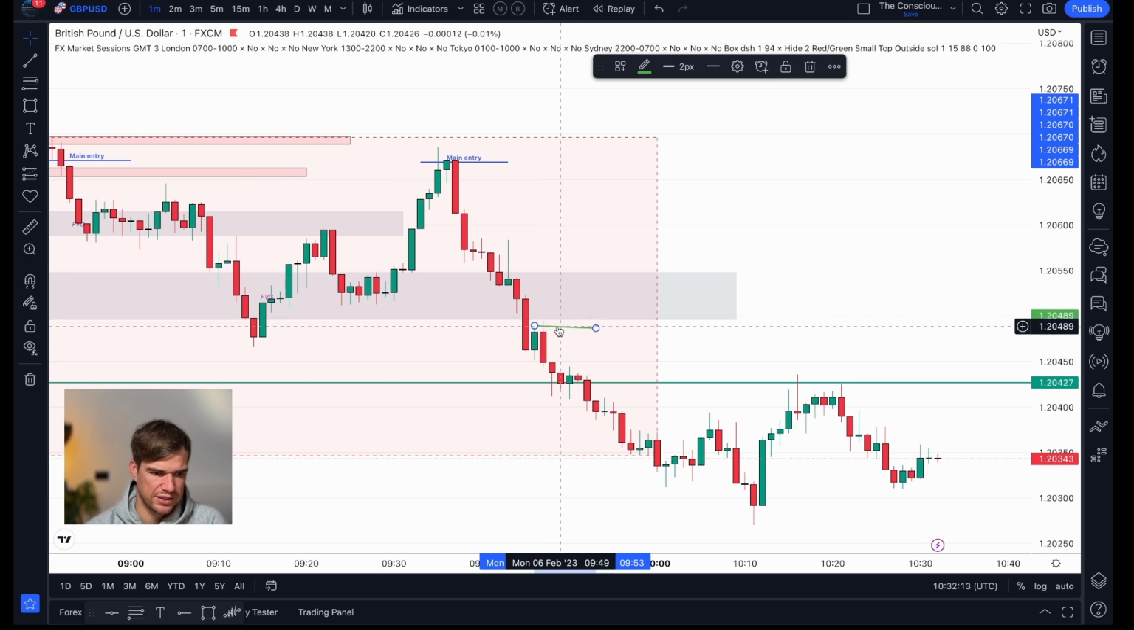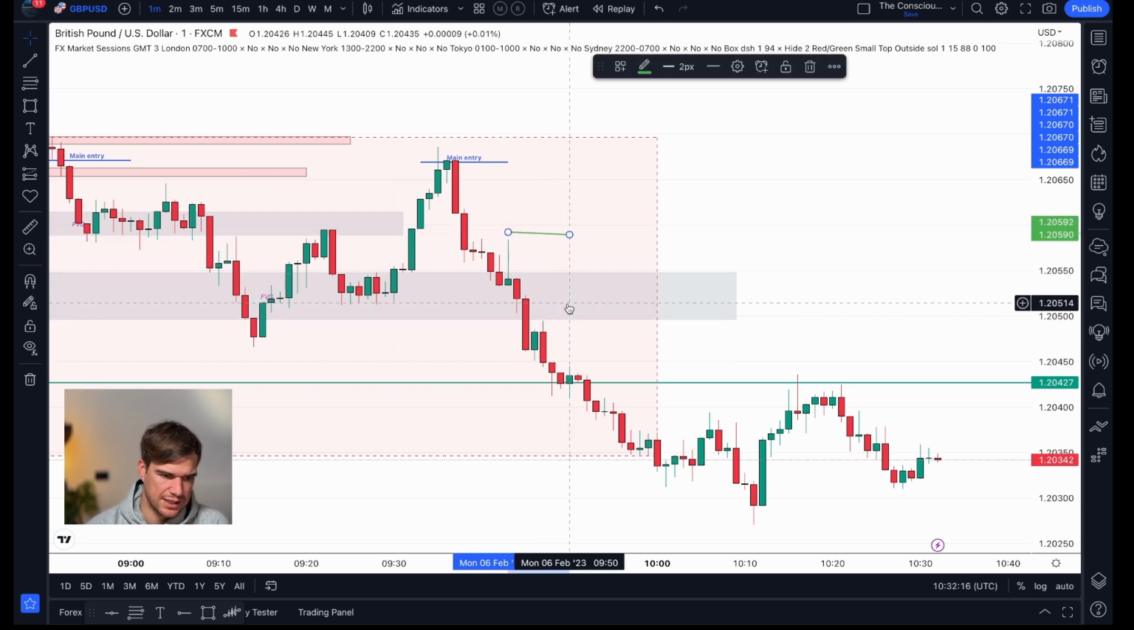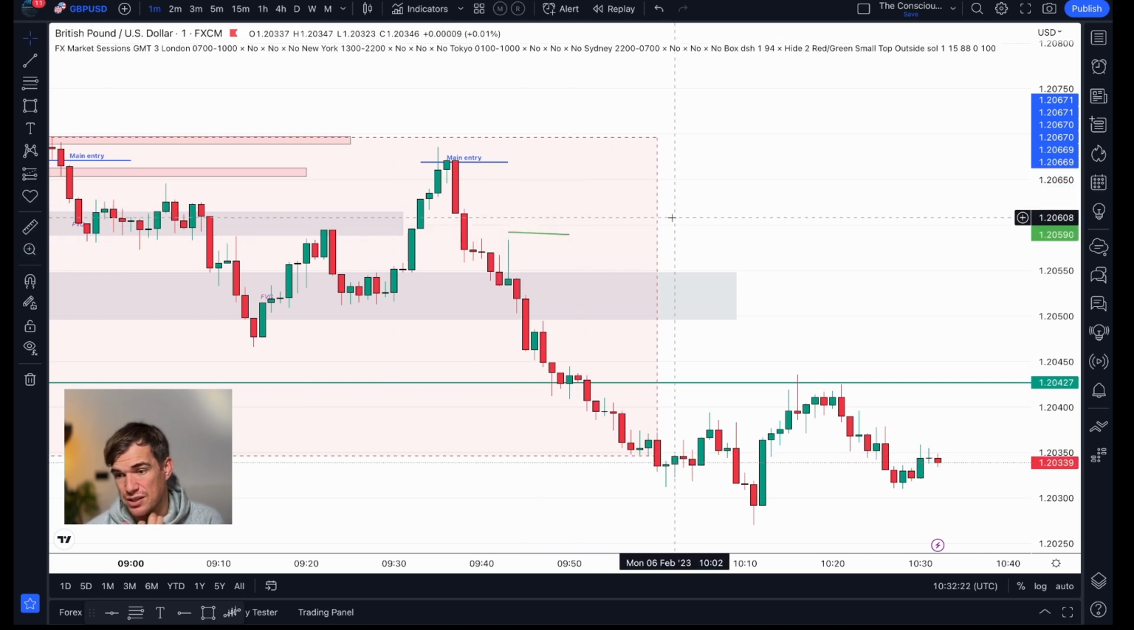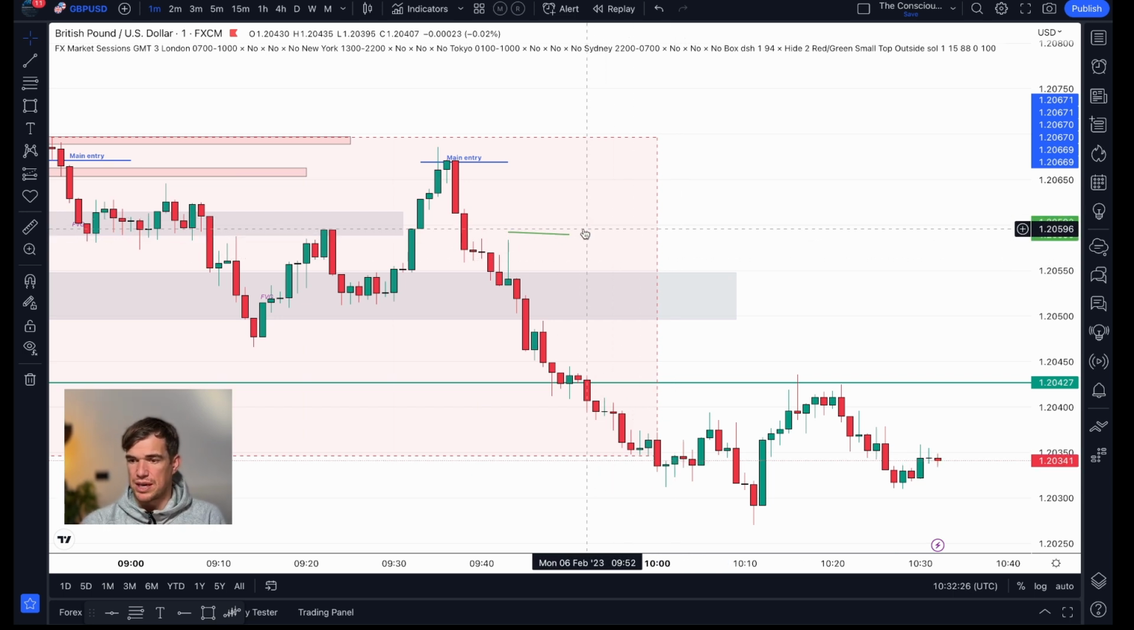Yes, I could have held this, but if the market came back up, I would have only made 8 pips per trade, so not a lot of money. I wouldn't have been paid. And that is something that you get used to, or how you manage your trades.